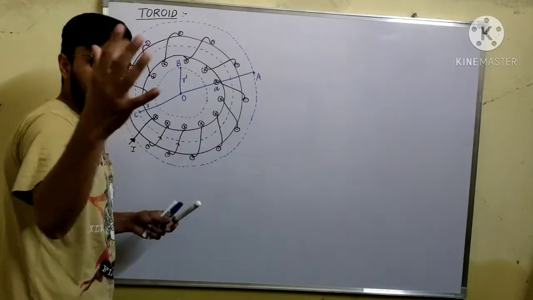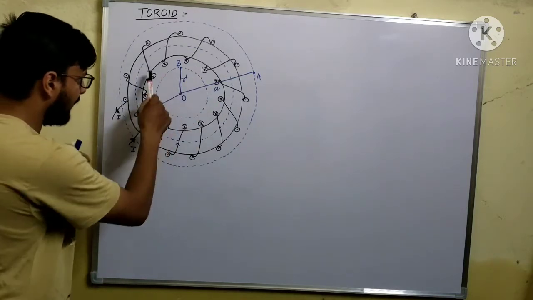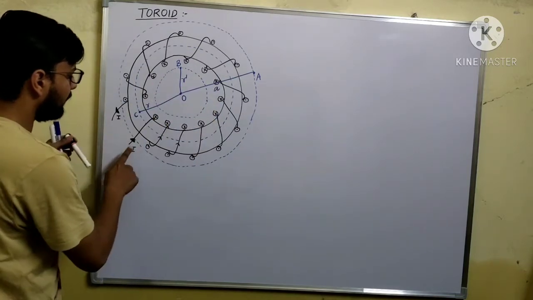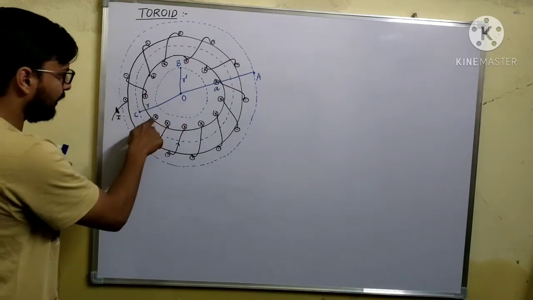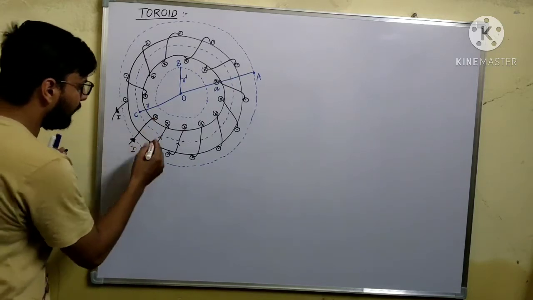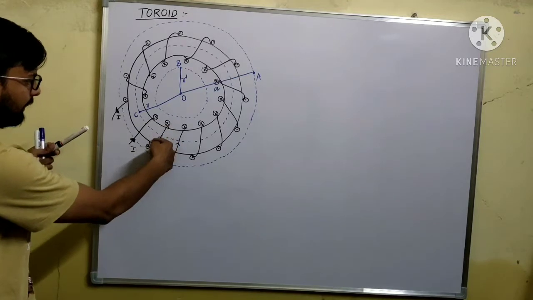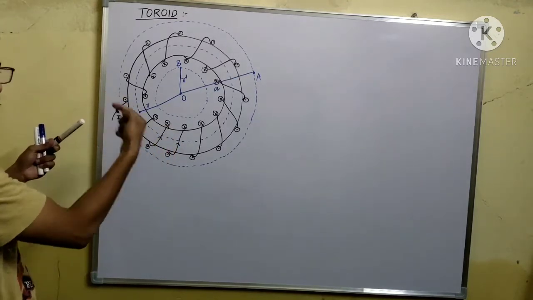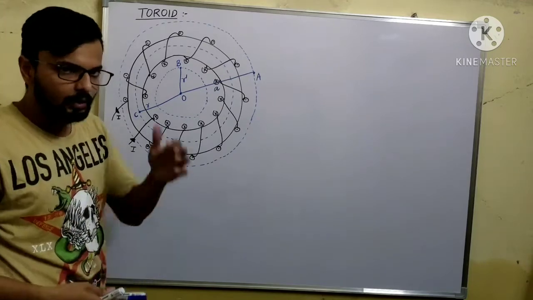So if you see from there, at the points located at the inner diameter, the current is going into that point, so we have taken that as a cross, and at all the points at the outer diameter, you will see that the current is coming outwards. So we have denoted it as a dot.